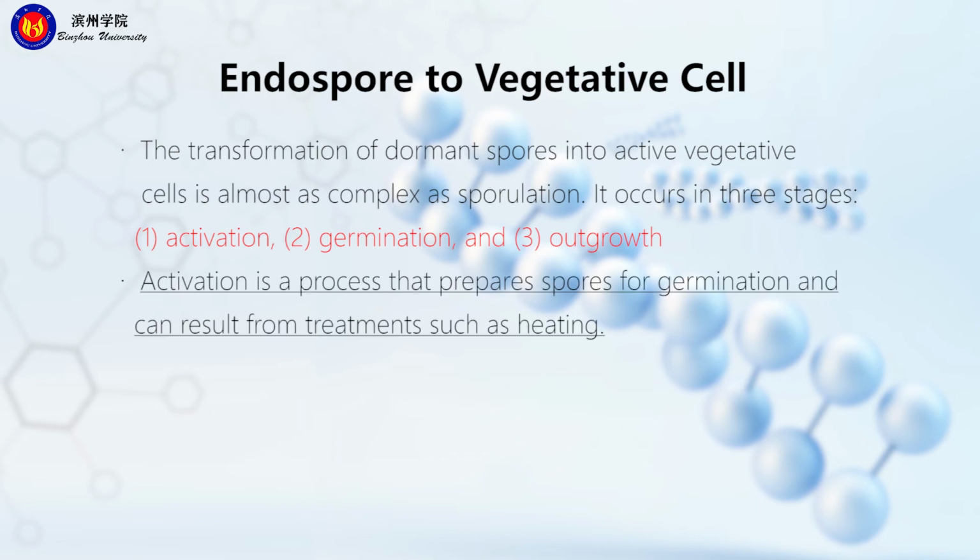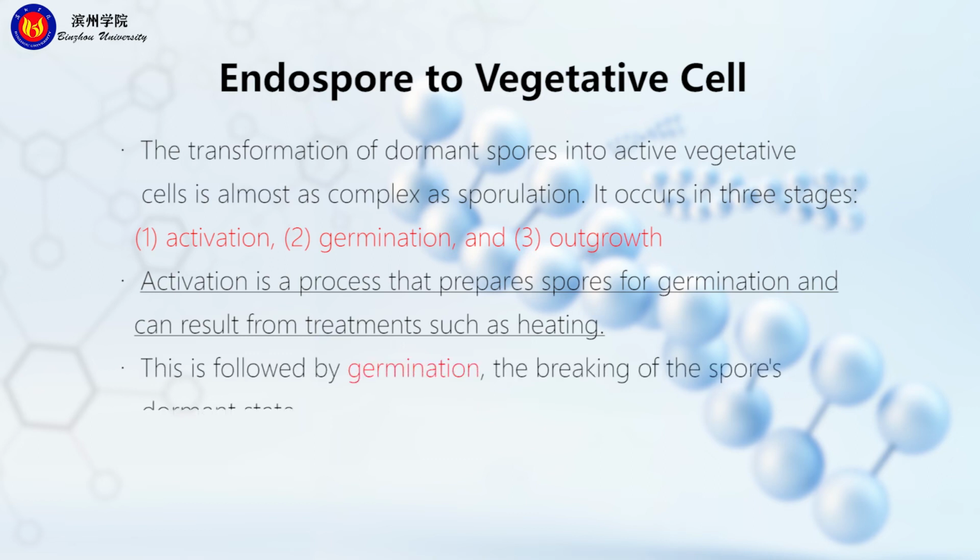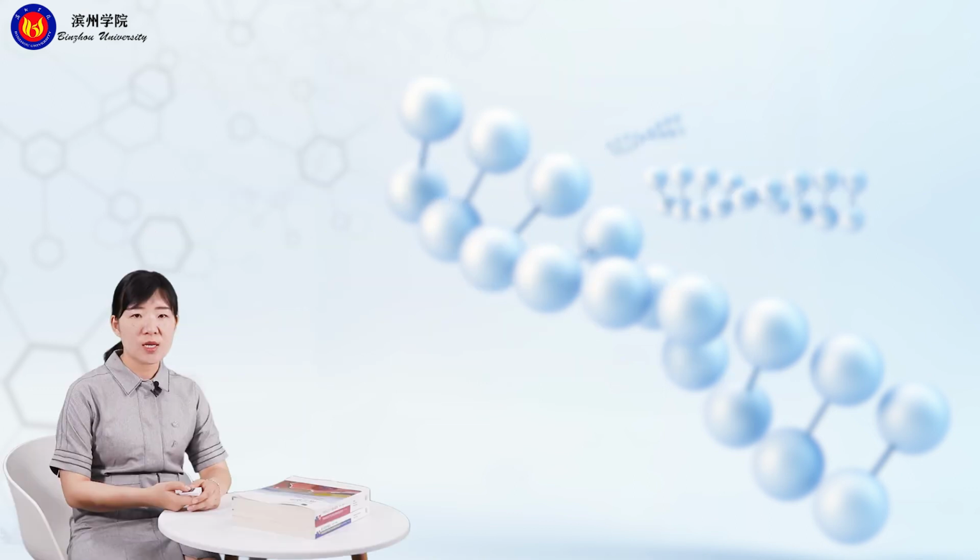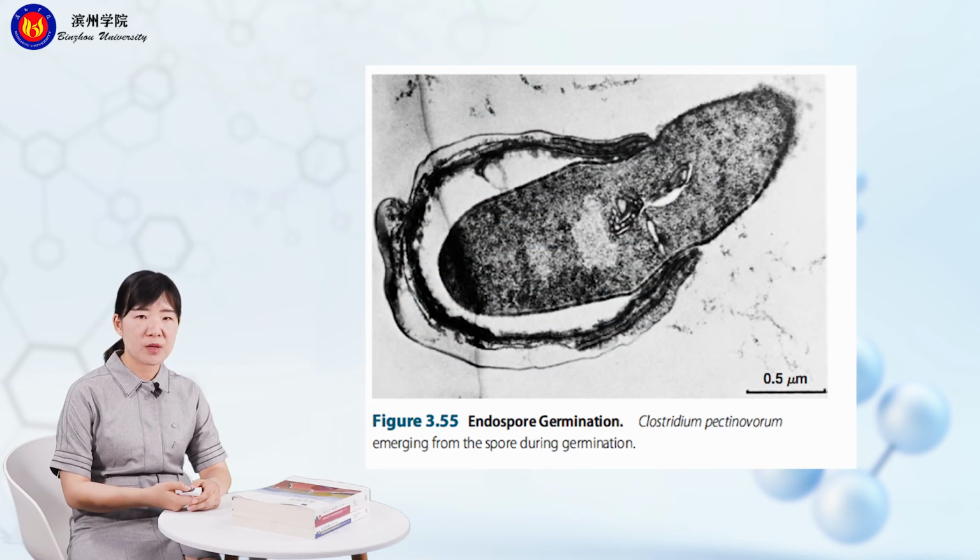Activation is a process that prepares spores for germination and can result from treatment such as heating. This is followed by germination, the breaking of the spore's dormant state. In this picture, we can see the cell of Clostridium pachydermum emerging from the spore during germination.